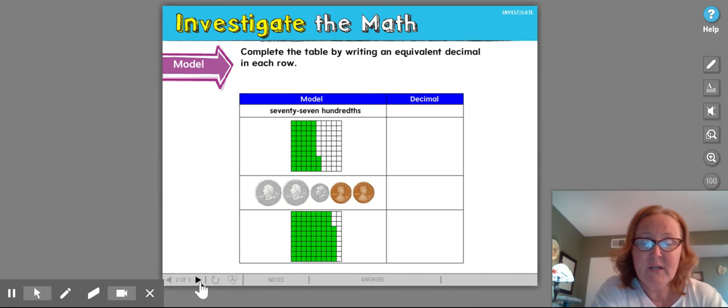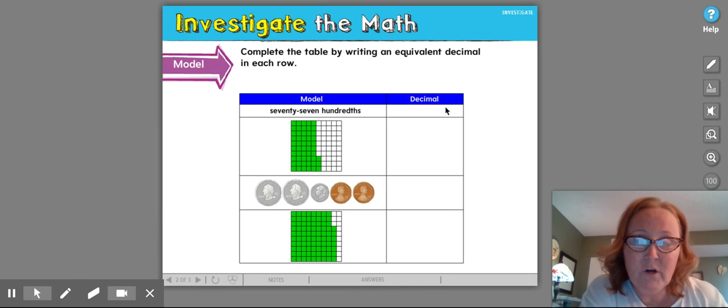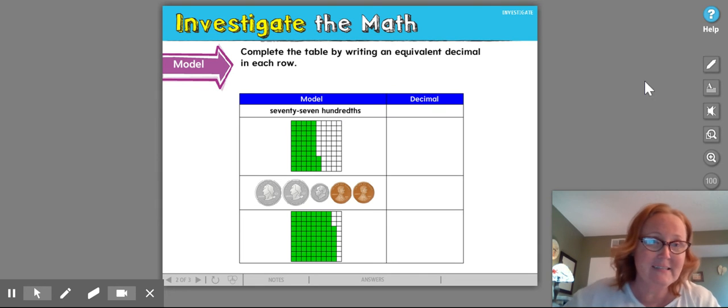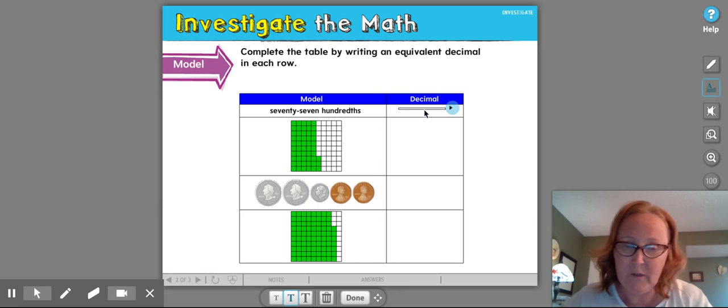All right, so here it's saying model. Here's the models, and then we need to write it as a decimal. So we're going to write an equivalent decimal for each one of these models. So here in word form, I see 77 hundredths, 77 out of 100, and they want us to write that as a decimal. So I'm going to come over here and I think I can do that. 77, I'm going to move my box, 77 hundredths.